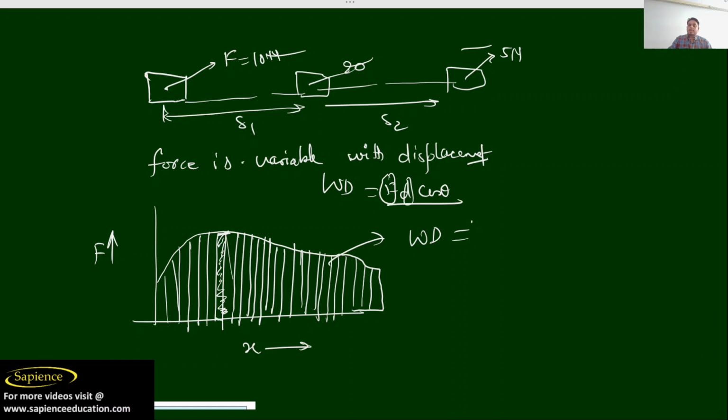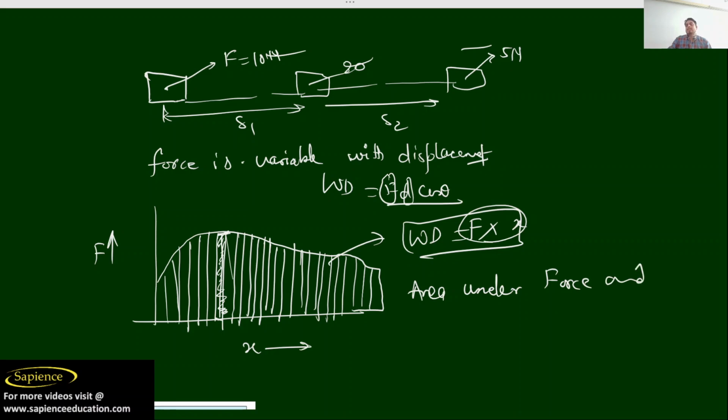So length is what? What type of physical quantity am I talking about? It is your force, and width is what? X. So F into X is the area only. So the area under the force and displacement curve gives work done. I hope you all have understood that the area under the force and displacement curve is work done.